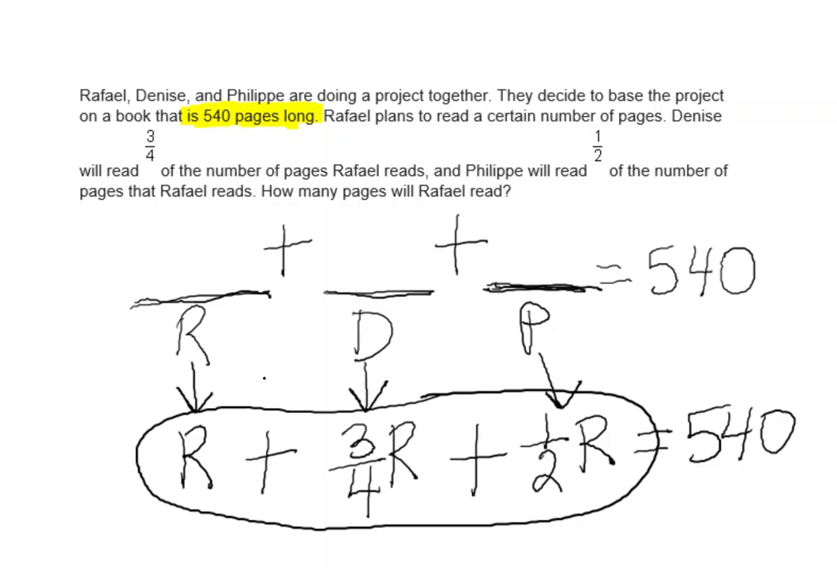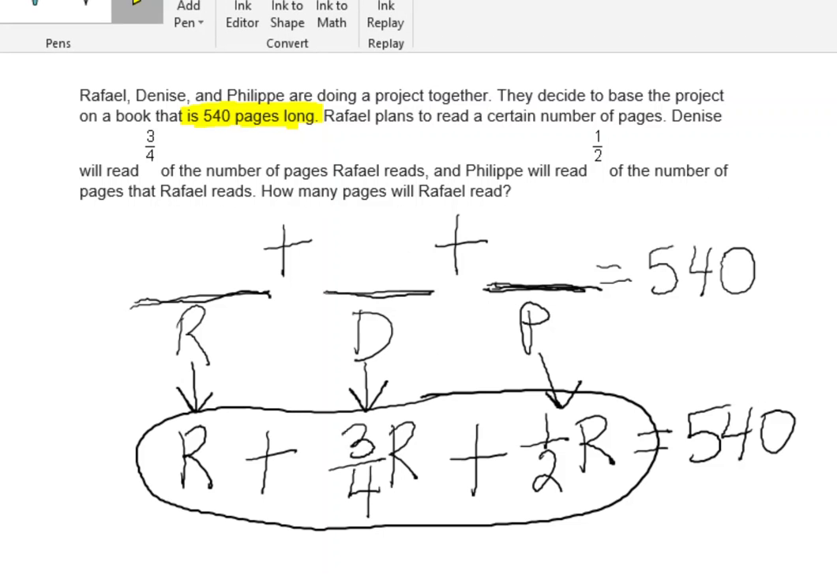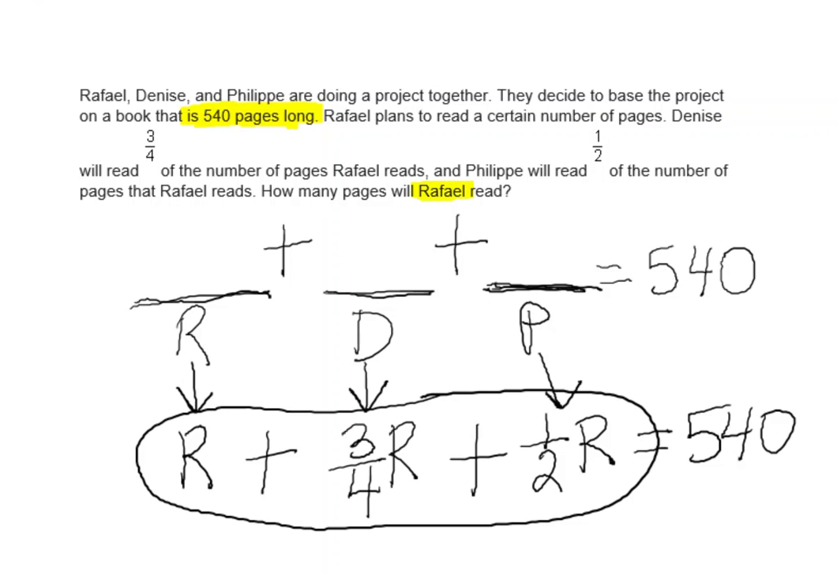Now, remember, they do ask how many Raphael reads. Sometimes they may mix it up, though, and say, oh, how many pages does Philip read? Well, you still would have to write your equation in terms of R, solve for R, and then once you know R, you would be able to go back and substitute that and figure out, well, half of that is the amount that Philip reads. So you do have to read carefully for what they're asking for.